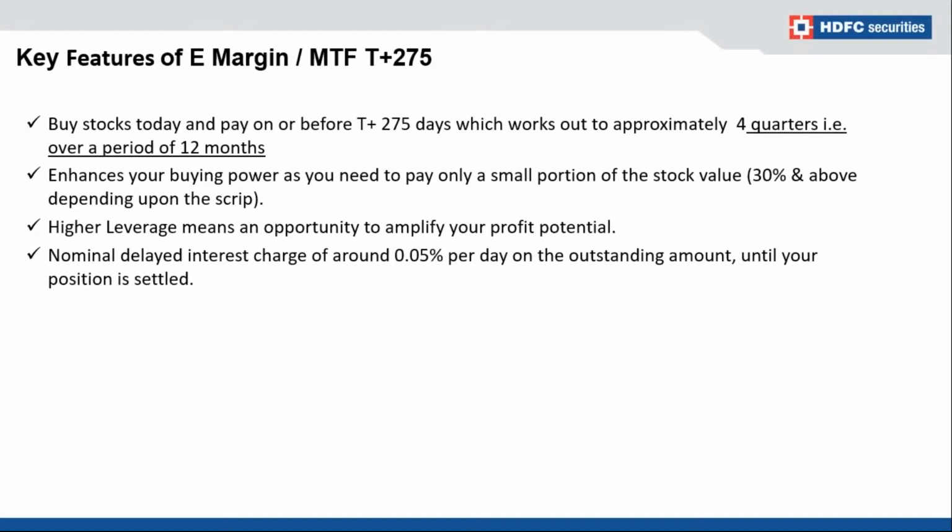For the e-margin facility, it's just like we are providing a loan to you. So for that we charge interest on a settlement-to-settlement basis, and the charge is 0.05 per day. That means we are charging 18% per annum.